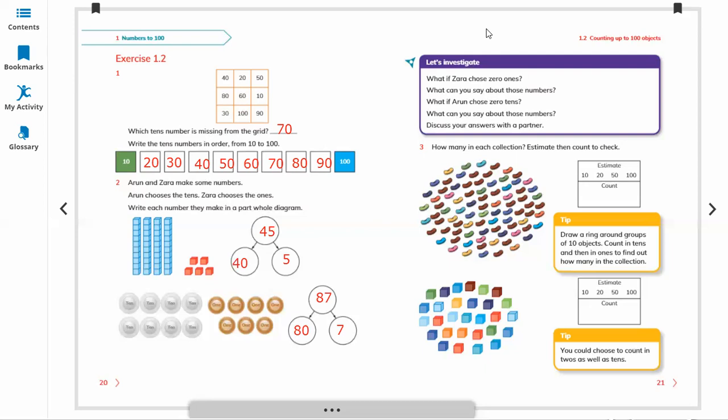Some of the boys have said it is 50 and some of the guys said it is 100. So it doesn't look like it is 10 or 20, it may be 50 or 100. So what you are going to do is draw a ring around the groups of 10 objects, count in tens and then in ones to find out how many are in the collection. So it can be 50 or it can be 100.